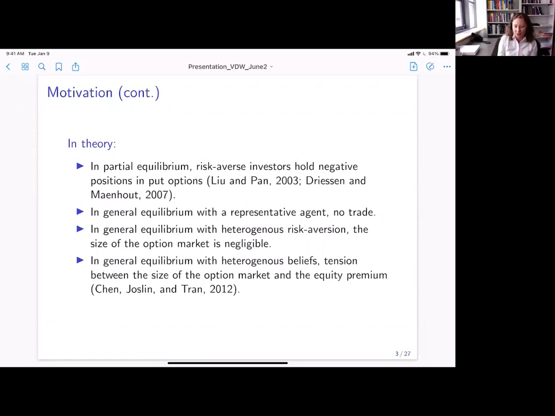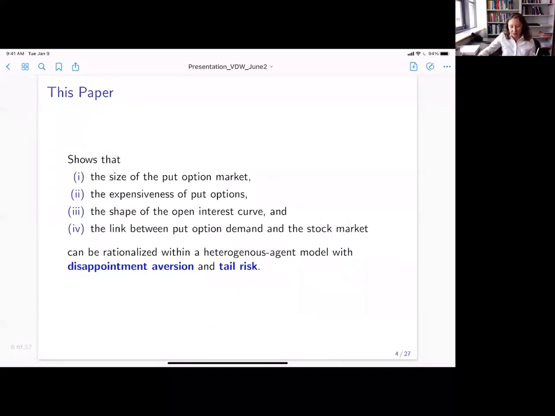So this is exactly where this paper comes in, because we will be showing that the size of the put option market, and here you can think either about the contracts, or the measure that I will be using, which is the fraction of index equivalent shares that are referenced by these options, the expensiveness of the put options, in particular in the low moneyness region, the shape of this open interest curve, which, as I said, peaks close to at the money, and the connection between the trading activity in the option market and the equity premium can all be rationalized with a model that features these two asymmetries: one asymmetry in preferences, which will be captured by disappointment aversion, and another asymmetry in fundamentals, which will be captured by the presence of tail risk.